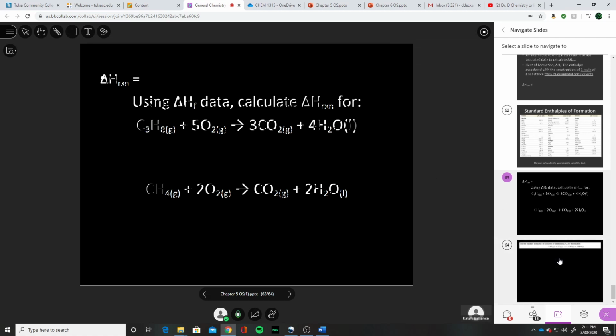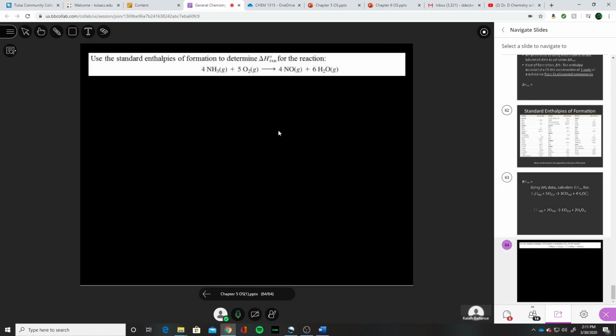So let's go ahead and do one of these real quick. We'll do the last one here because I don't think we actually did this one in class together. So this asks us to find the standard enthalpies of formation to determine delta H for the reaction. And this is something that I would expect you to be able to do on the exam. So I would do something similar to this. I would just say, here's a reaction, find the enthalpy change for this reaction. And I would expect you to have your book available.